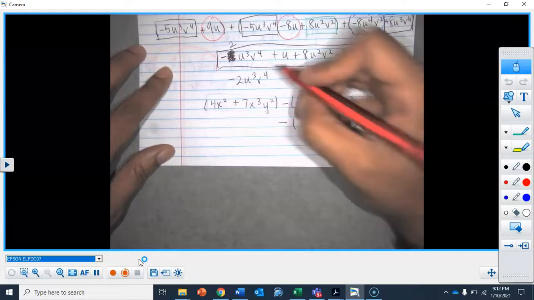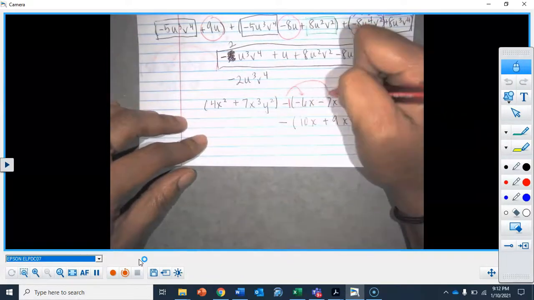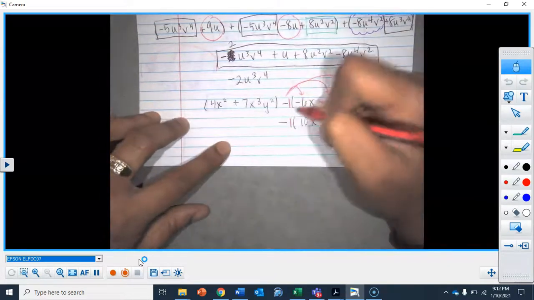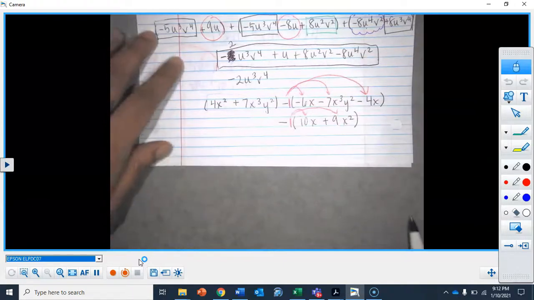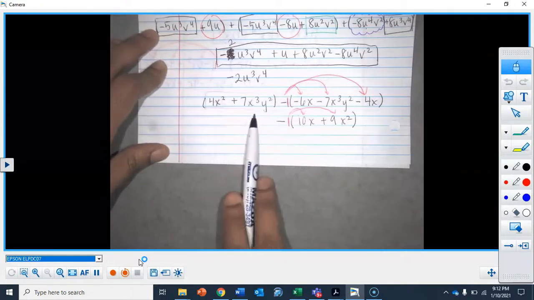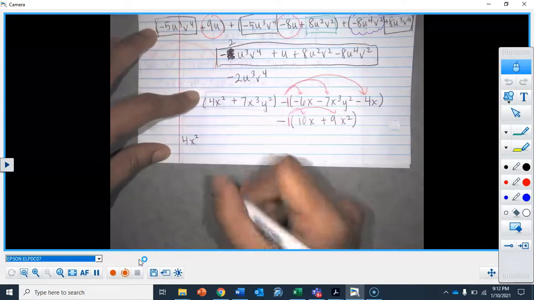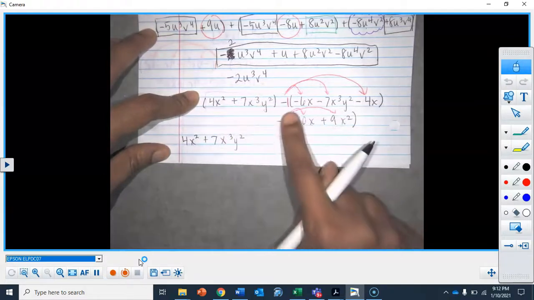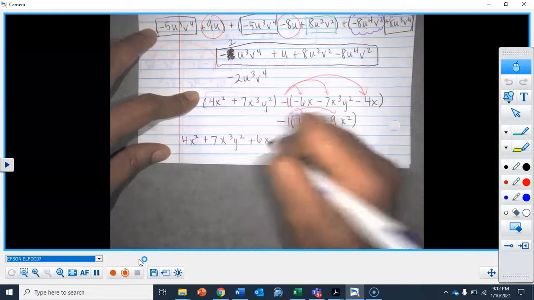So right in the front, again, let's put that -1 there. We're going to do the distributive property. And then a -1 here, and I'm going to do the distributive property and change the signs. Okay, so basically what we have here is we're going to drop these 2 terms down, and I have 4x squared plus 7x to the third y squared, but then this becomes right here -1 times -6 plus 6x.